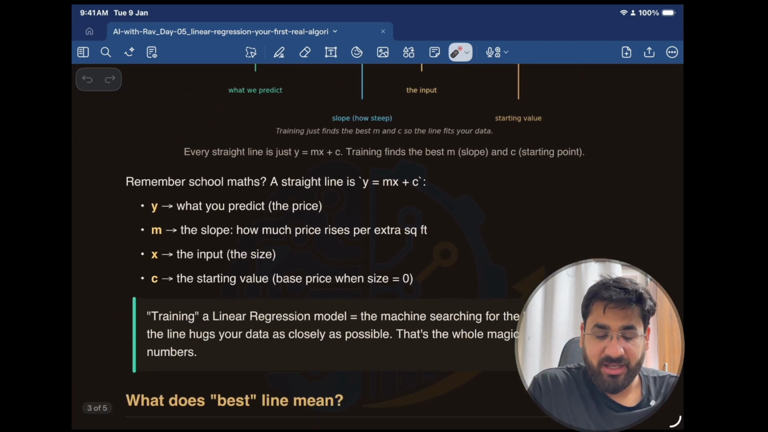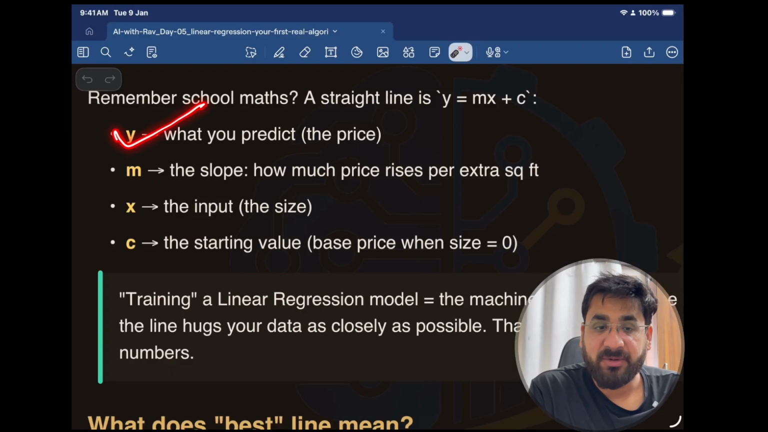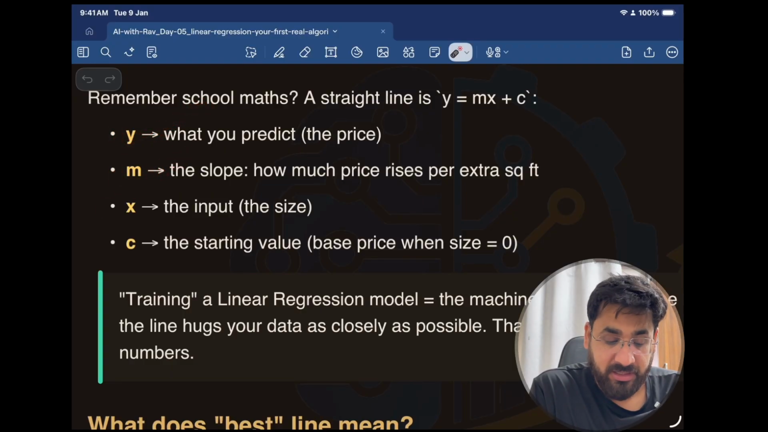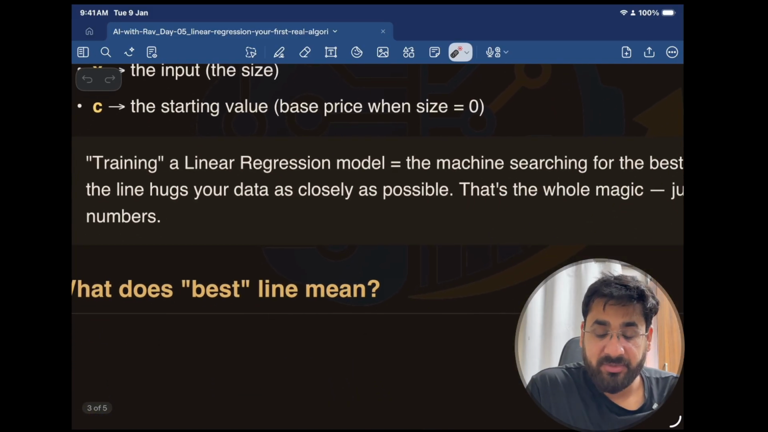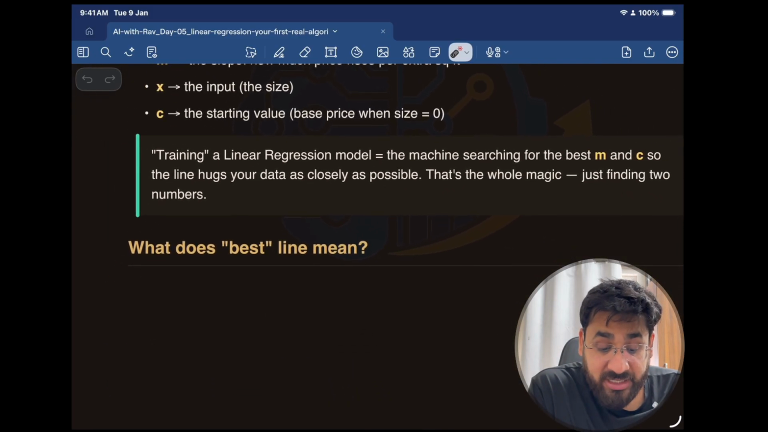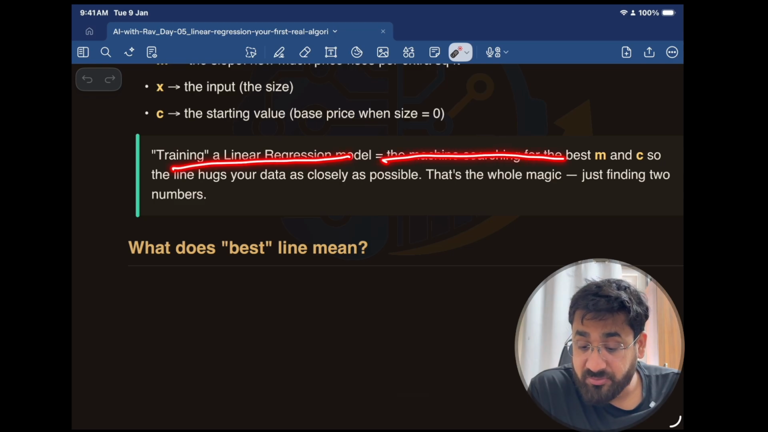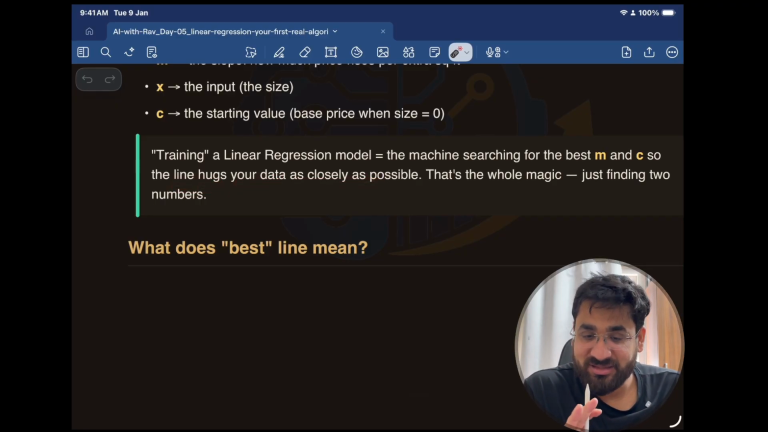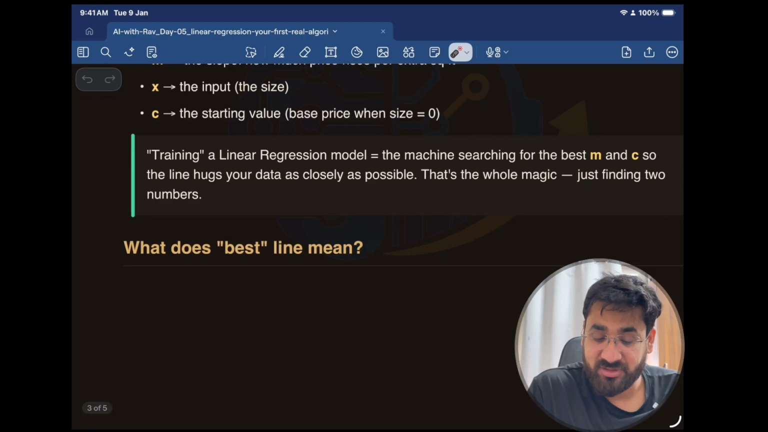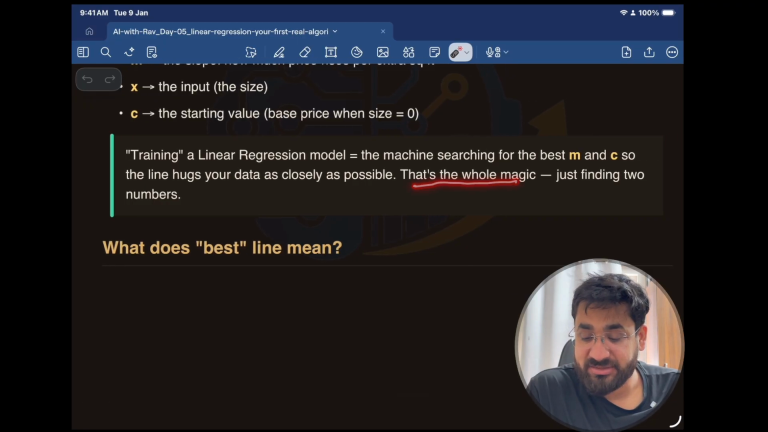Okay, and again I will not reiterate. Y is the price we predict, m is the slope, x is the input, the size of flat in this example, and c is the starting point. Starting point means you make this in your head that it's the base price where the size is equal to 0. Now, what is this training? Training a linear regression model, the machine searches for the best m and c that hug your data as closely as possible. The whole magic: just find two numbers.